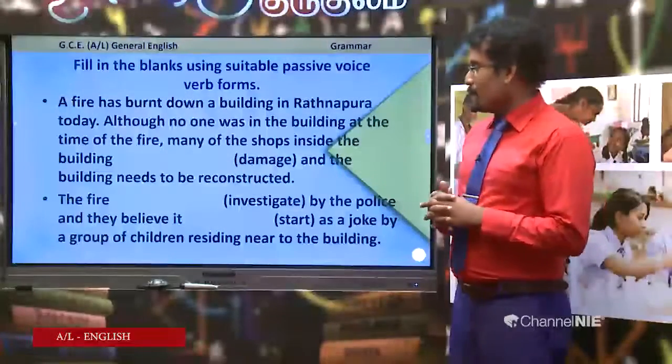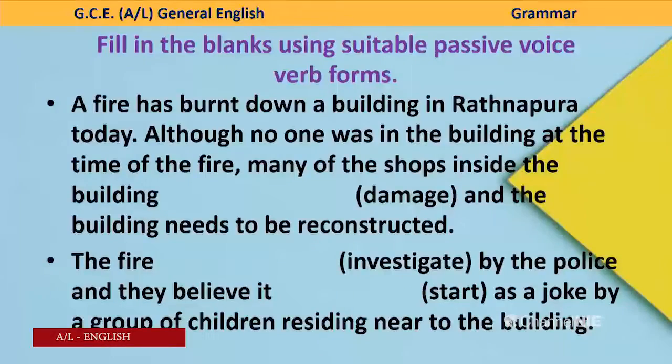Now, you have an activity. Fill in the blanks using suitable passive voice verb forms. A fire has burnt down a building in Ratnapura today. Although no one was in the building at the time of the fire, many of the shops inside the building blank, within brackets you have damage, and the building needs to be reconstructed. The fire blank, within brackets you have investigate by the police, and they believe it blank, within brackets you have start as a joke by a group of children residing near to the building.